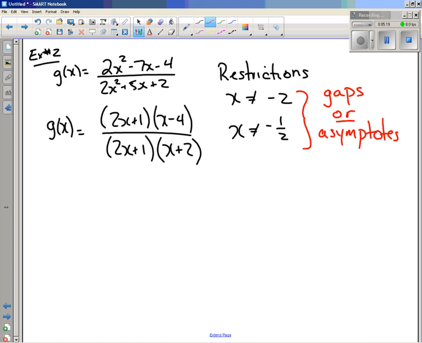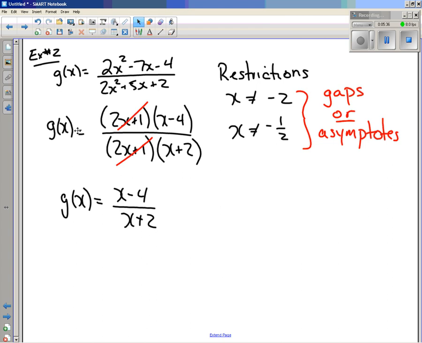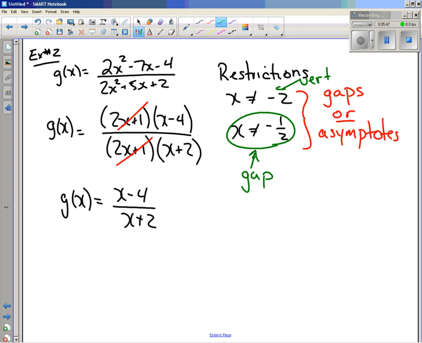Okay? And from here, we have a 2x plus 1 in numerator and denominator. We can cancel out both of these. So we're left with x minus 4 over x plus 2. Okay? Because we're able to cancel it, this guy is going to be our gap. And this one is our vertical asymptote. So we can start our graph from there.